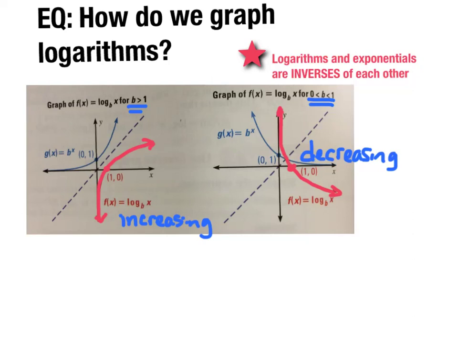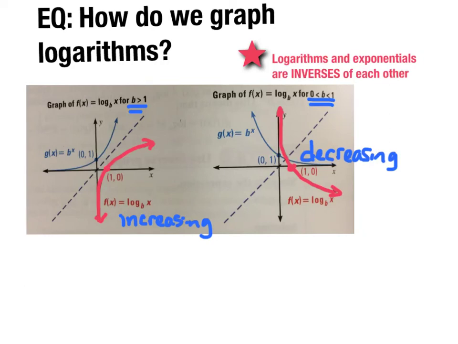Okay, so we're graphing logarithms today, and the reason that we see these graphs up here is because I want to show you that logarithms and exponentials are inverses of each other. Now if things are inverses of each other, then they reflect over this line. And what's the equation of this line? X equals y. Yeah, that's right, y equals x.